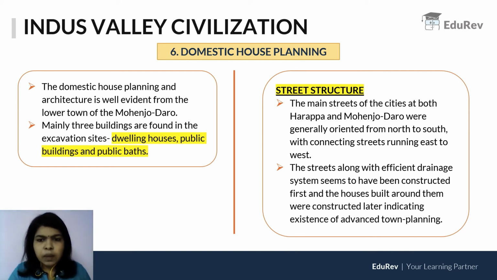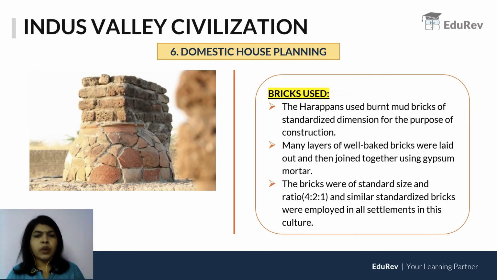Take a look at point number 2 here. The streets, along with the efficient drainage system, seem to have been constructed first of all, and later on the houses have been constructed. They were built around them. That's the key word here. They have been built around them, indicating existence of advanced town planning. And the next thing that we are going to read about is the bricks used.